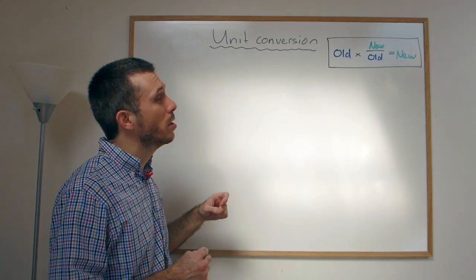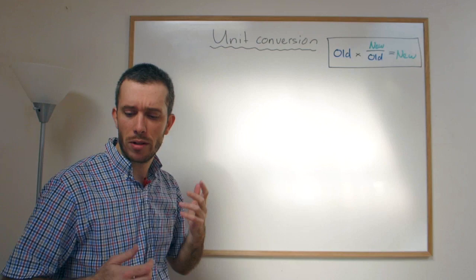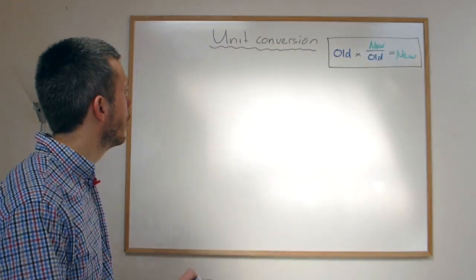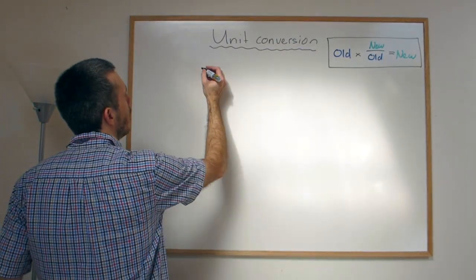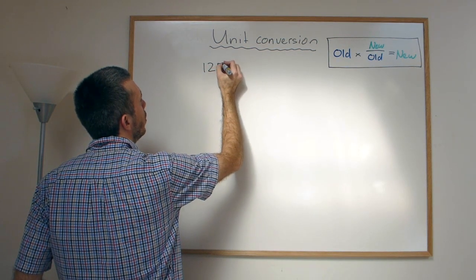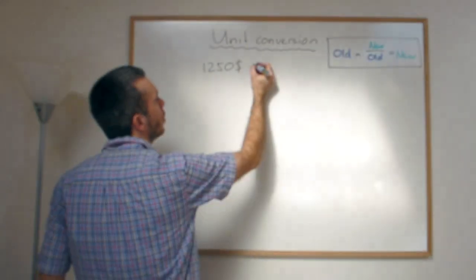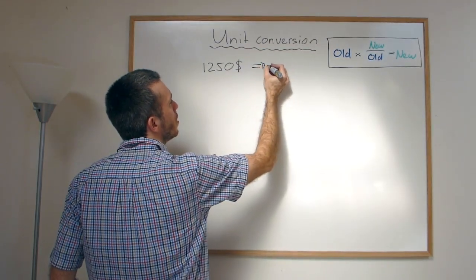This video is about doing unit conversion using dimensional analysis. I'm going to start with one example. So let's say I have 1,250 Canadian dollars and I want to convert this to Swiss francs.